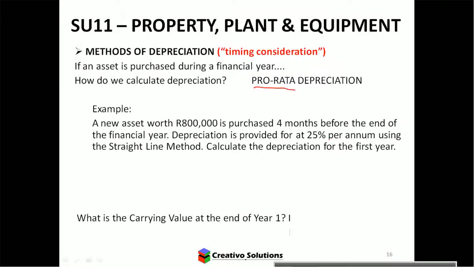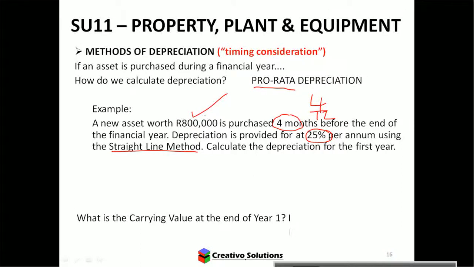How much depreciation will I have for the year if I've used the asset for 4 months? 4 months depreciation, so it's 800,000 times 25% times 4 months. 4 months is 4 over 12. Okay, have I used the full year? No, I haven't. Okay, what method am I using here? Straight line. So what do I calculate depreciation on? The cost. Is the cost 800? Yes. Am I going to change the cost? No.